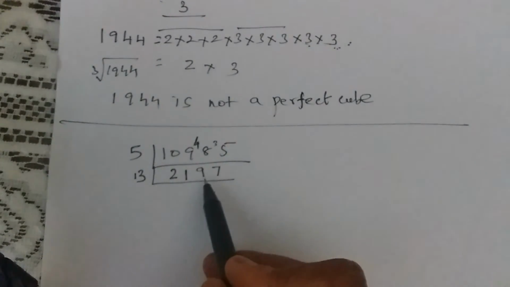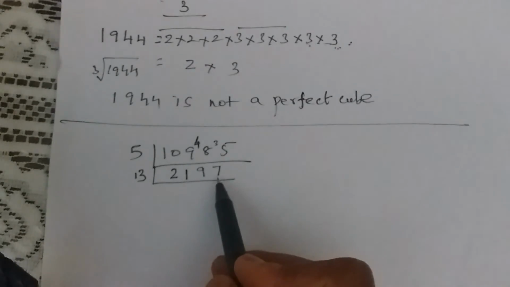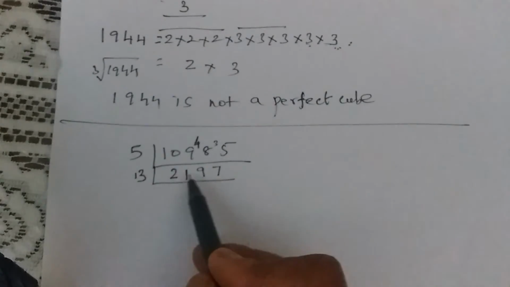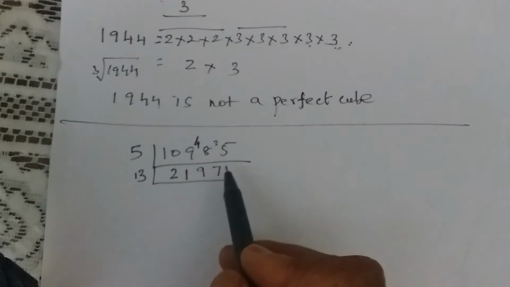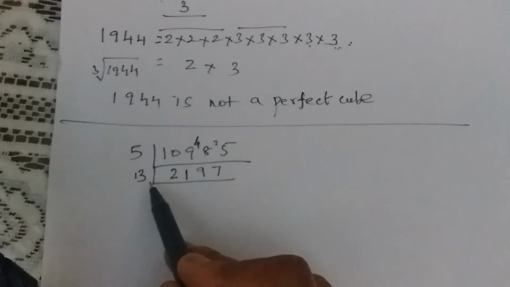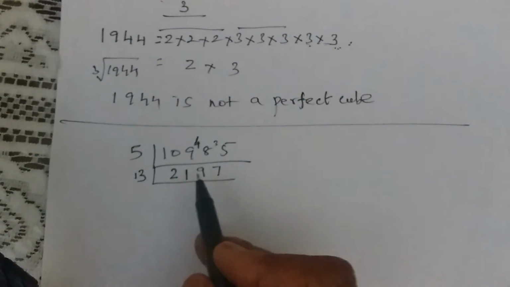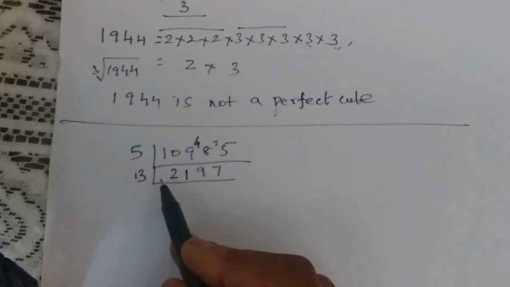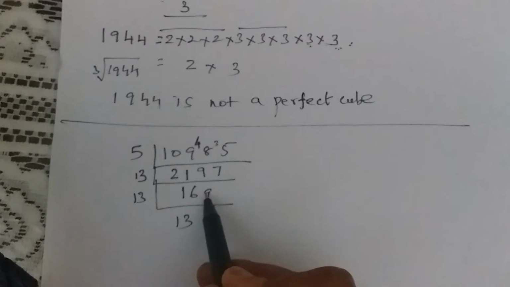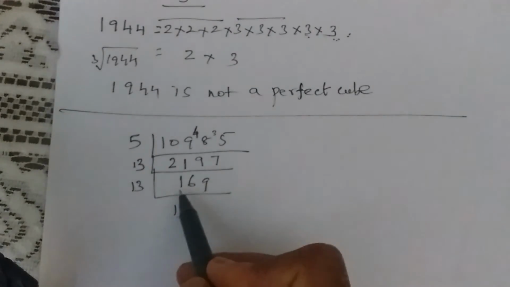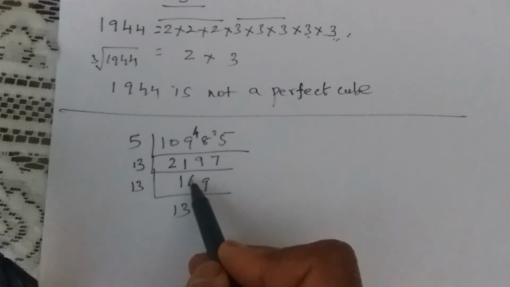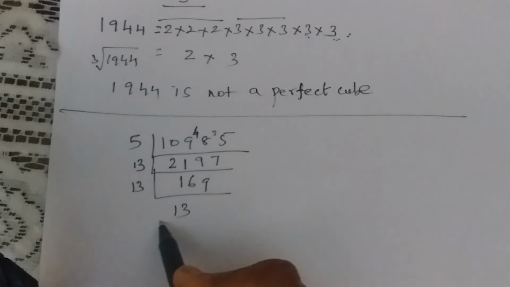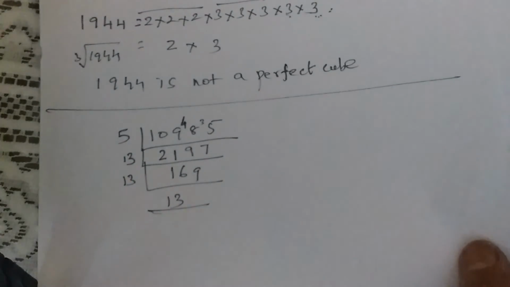Now 2197 is an odd number ending with 7. So we should check by 3 tables, 7 tables, 11 and 13. If you go on checking by the numbers 3, 7, 11 and 13, you will find it is divisible by 13. It is not divisible by 3, 7 and 11. It is divisible only by 13. When you divide by 13, you will get 169. Now 169 we know very well. It's a square number. We know the square tables from 1 to 20, isn't it? 13 13s are 169. And what is this 13? It's a prime number. You can stop the division.